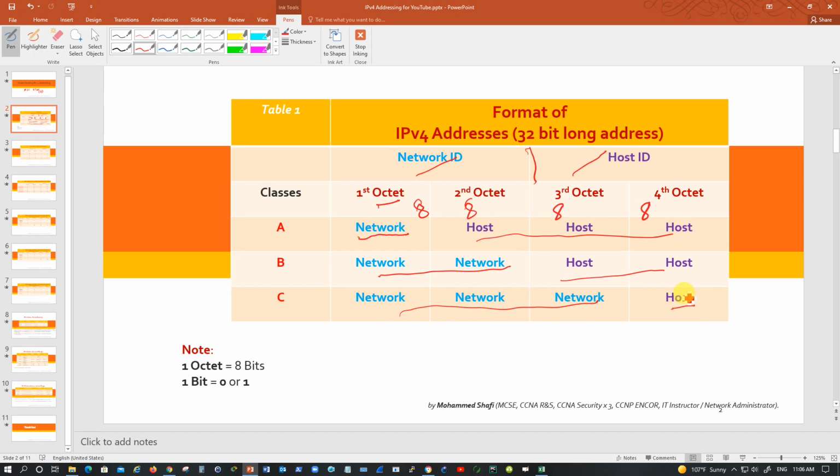So this means that in case of class A, we are going to have more number of computers in one single network compared to class C, which is exactly opposite of this. Here you have more number of networks, there you have more number of hosts, here you have more number of networks. Okay, so as a side note, I have already specified here, this means 8 bits, and a bit is either 1 or 0. Okay, now to the next slide.